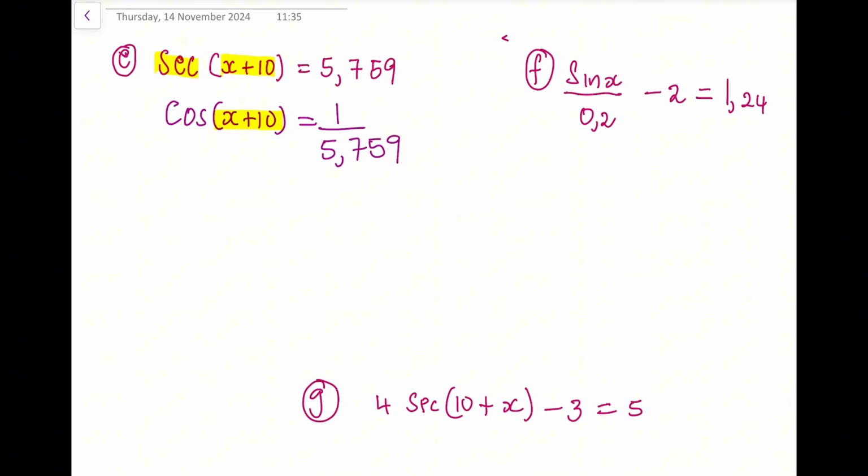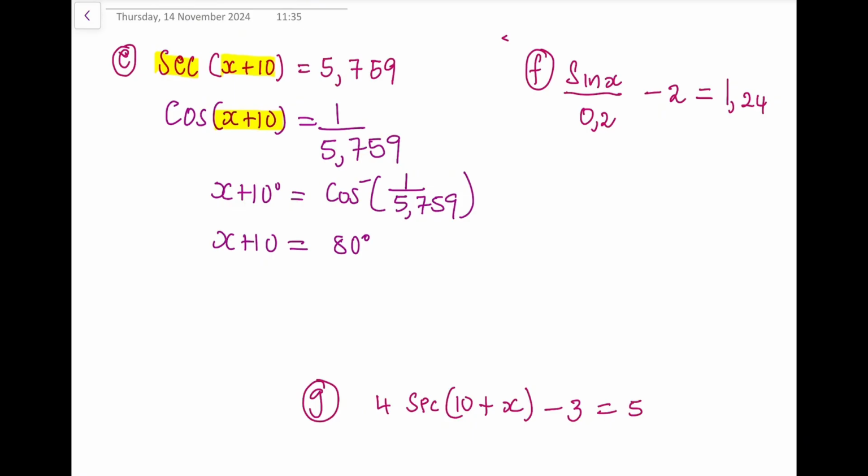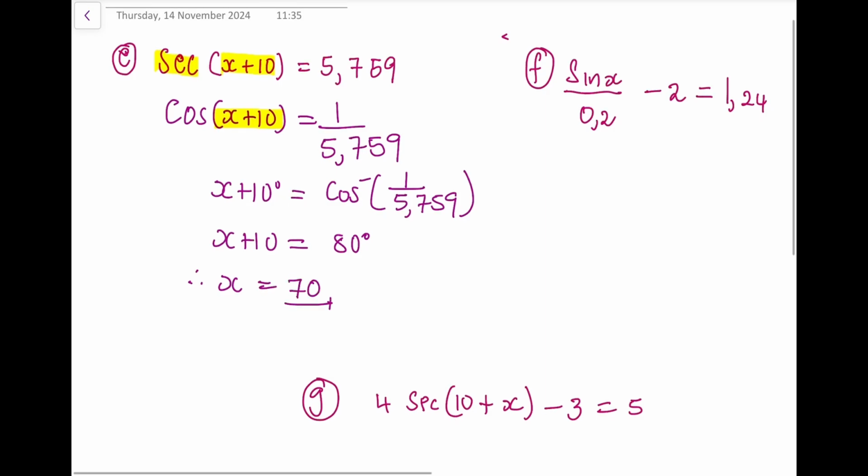So we are going to have x plus 10 is equal to arc cos 1 over 5,759. Now what is arc cos of this? It will give us 80. Now to solve for x, we transpose 10. So therefore, our x is equal to 80 minus 10, which will be 70 degrees. And then we are done with E.